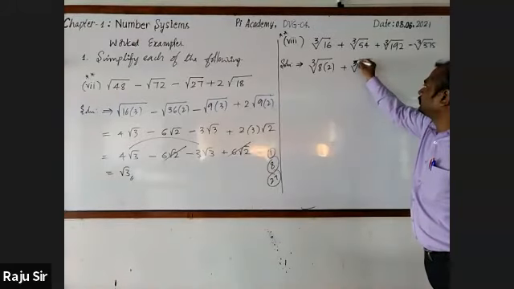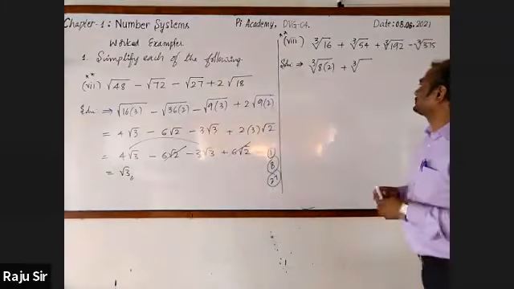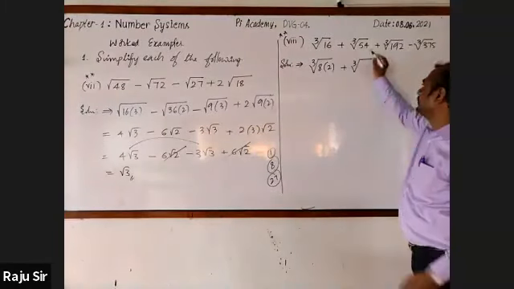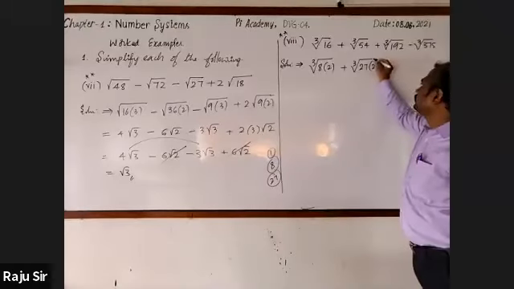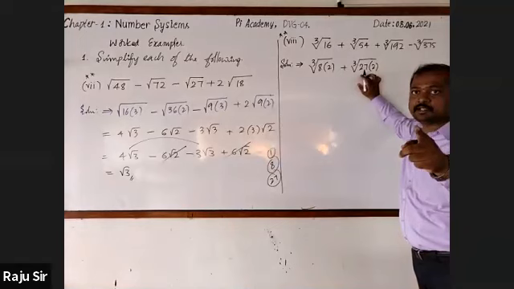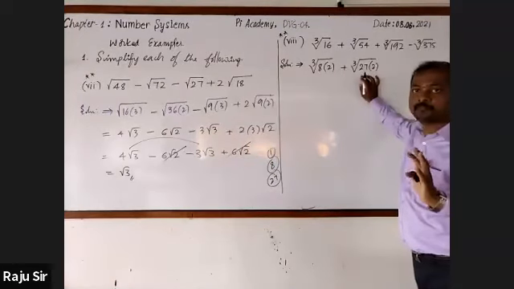Cube root of 54. 27 twos are 54. I'll give you a chance. Just wait. Okay, already you did that. Very good, I appreciate it. 54 can be written as 27 twos, because 27 is a perfect cube.